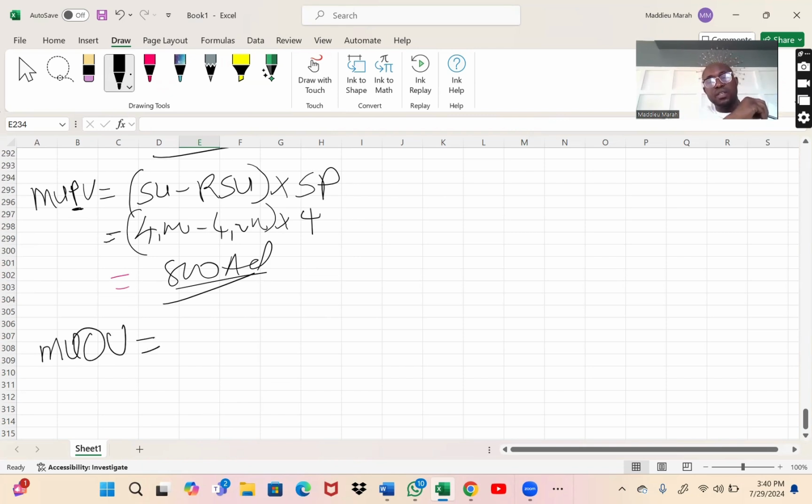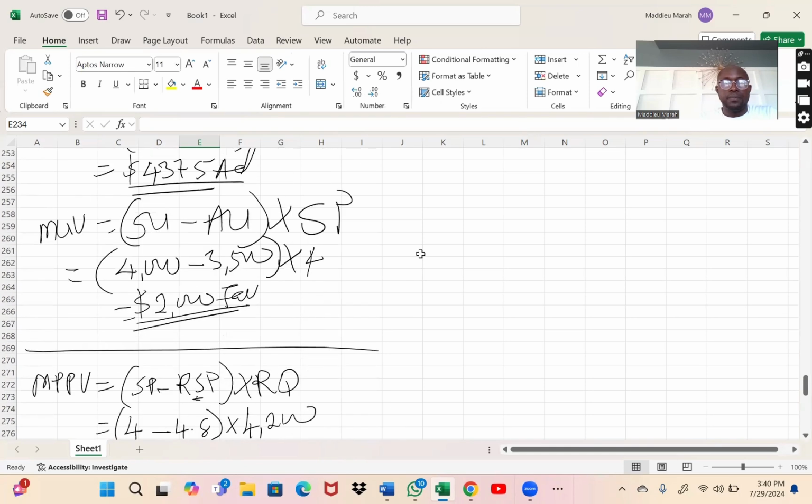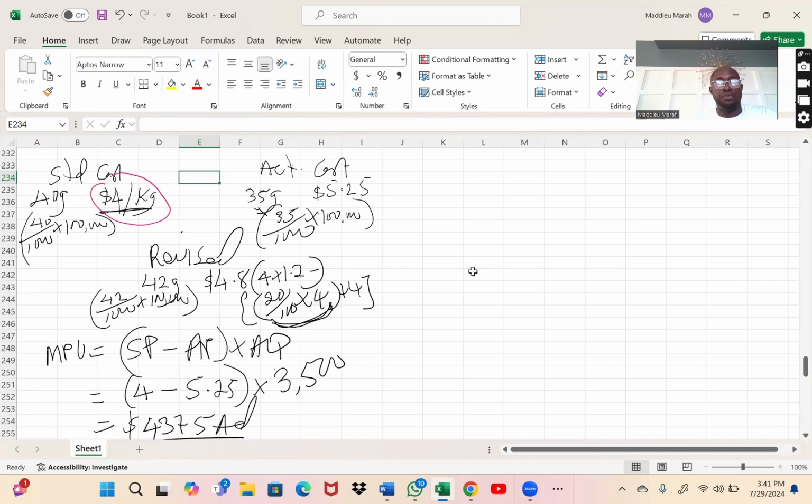Material usage operational variance. We say our revised standard usage minus our actual usage multiplied by our revised standard price. Our revised standard usage gives us 4,200. Our actual usage gives us 3,500, remember? And our revised standard price gives us how much? Let's confirm from our table. This table is very important. Don't forget, always when you have planning and operational variance, do this table. Make life easy for you. So our revised price is 4.8.